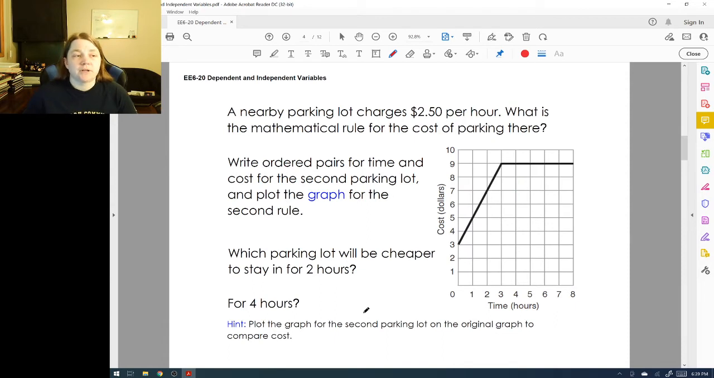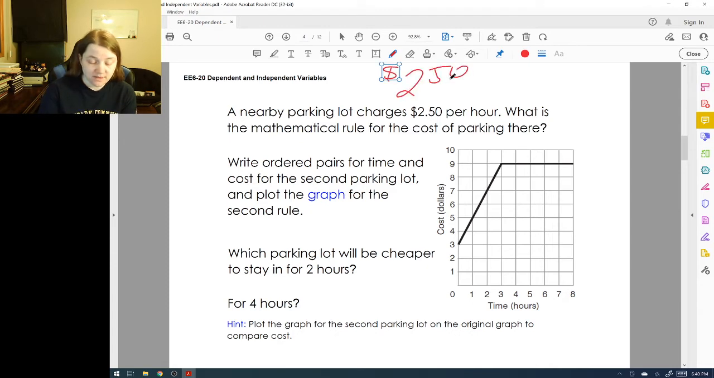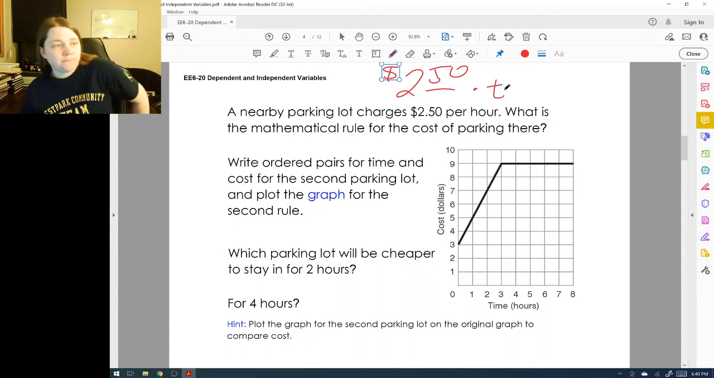A different parking lot charges $2.50 per hour, flat, just $2.50 per hour. So the mathematical rule for the cost of parking there would be $2.50 times the number of hours, or the time that you're there.